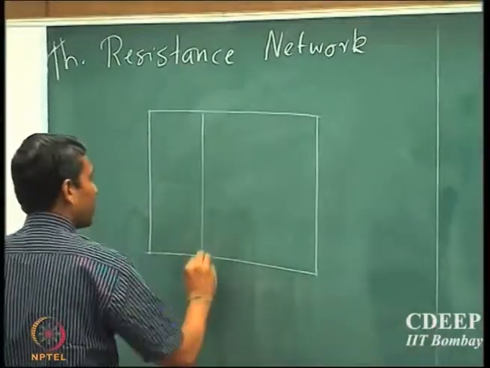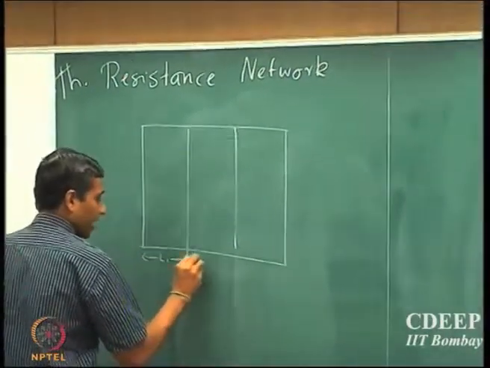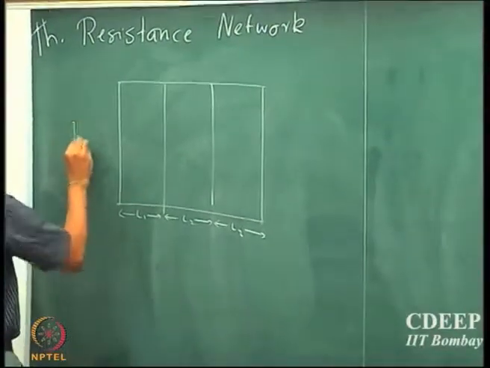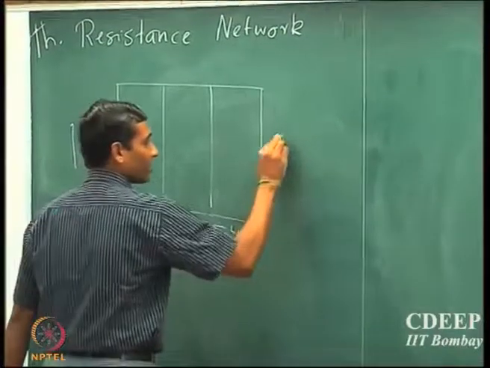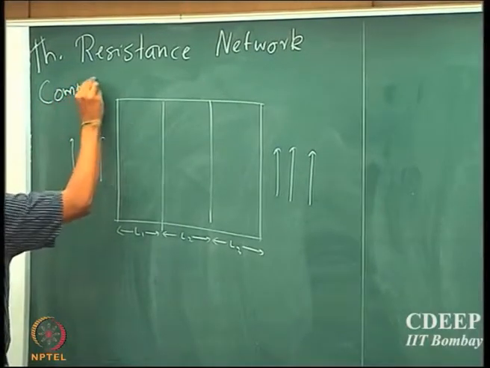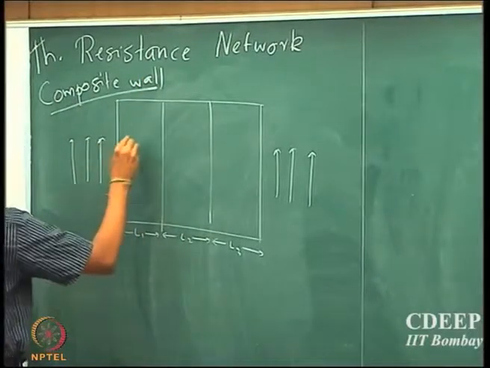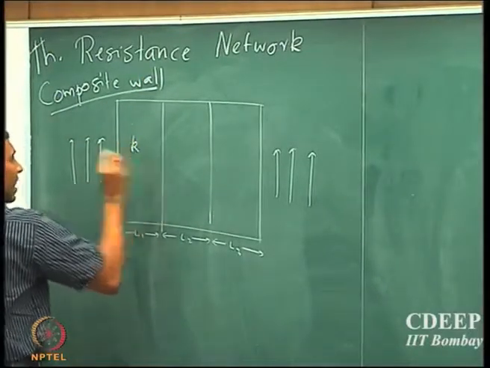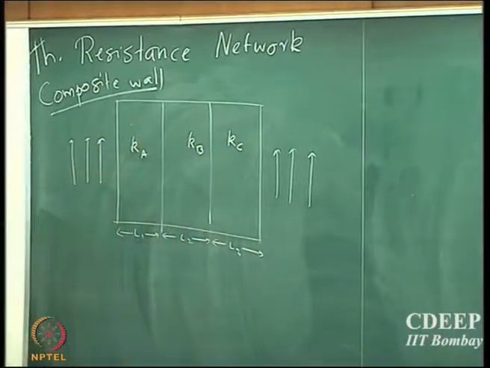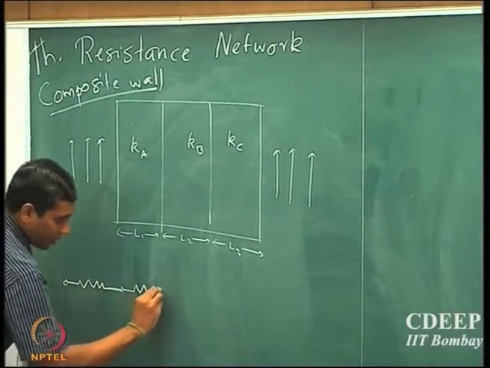So supposing there are multiple walls which are associated. So if the length is L1, L2 and L3, and we have fluid which is flowing on either side of the composite wall. So that's the composite wall. Okay. And so if the conductivities are Ka, Kb and Kc, so we said that we could construct a network which has essentially five resistances.